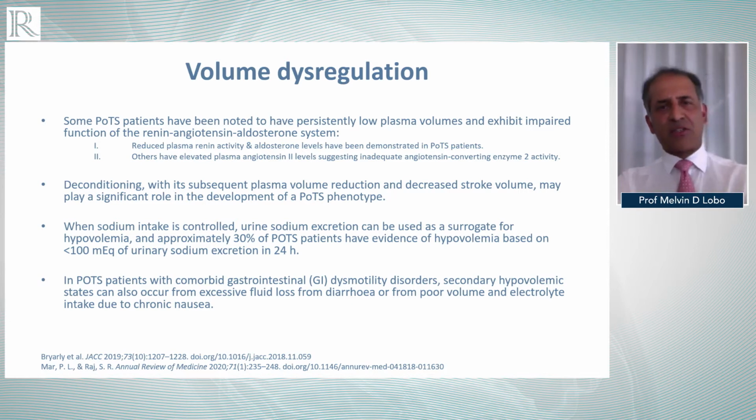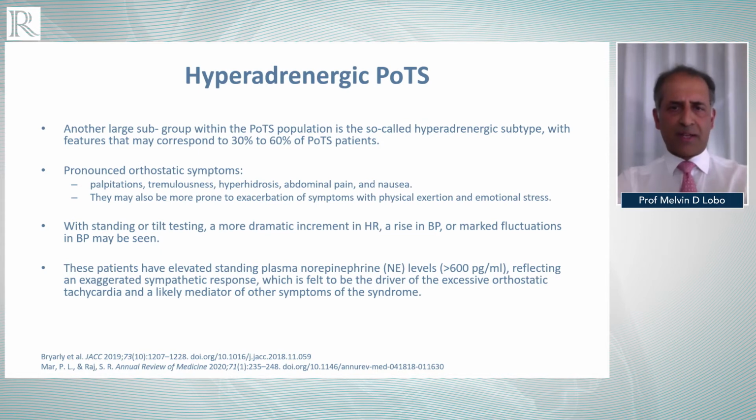And then you can have additional factors such as loss of volume in hot weather or in dysfunctional GI states, whereby you can have gastrointestinal dysmotility disorders and diarrhea that may compound volume dysregulation. And we pick these patients up sometimes in the autonomic lab with evidence of mean arterial pressure that's very low, so hypotension, which is above and beyond what one might expect in a menstruating female of that age.